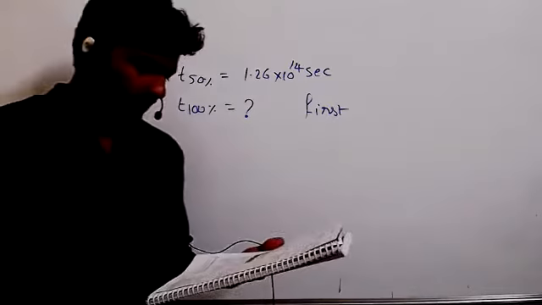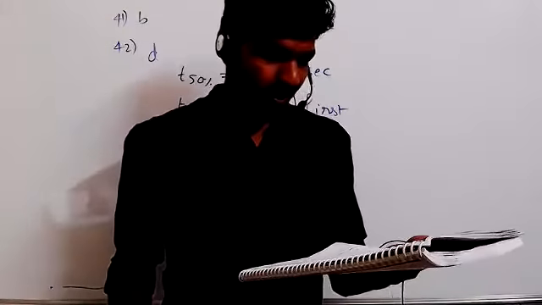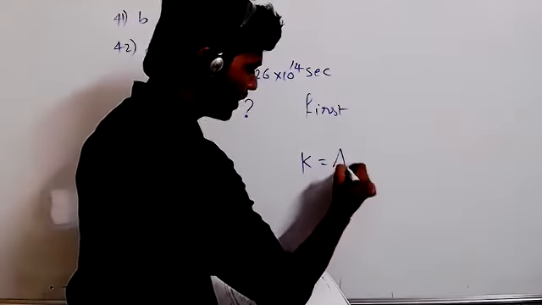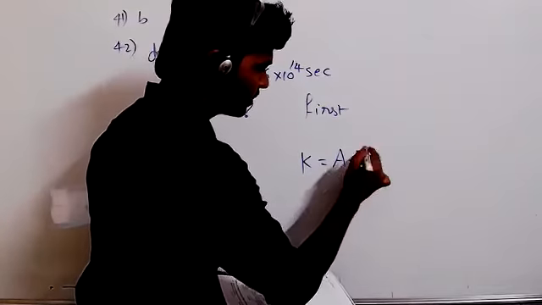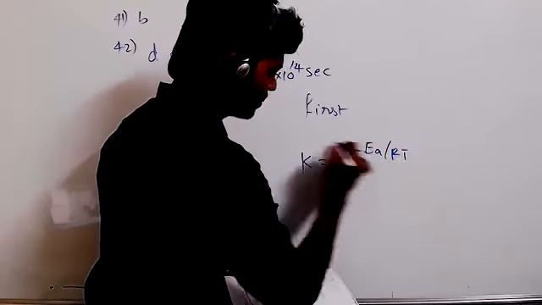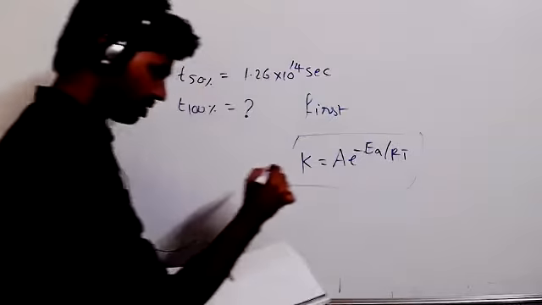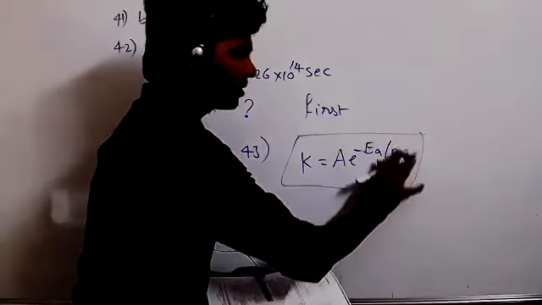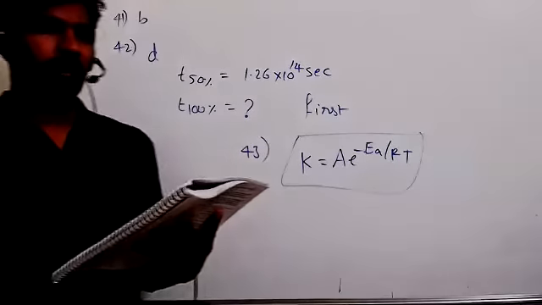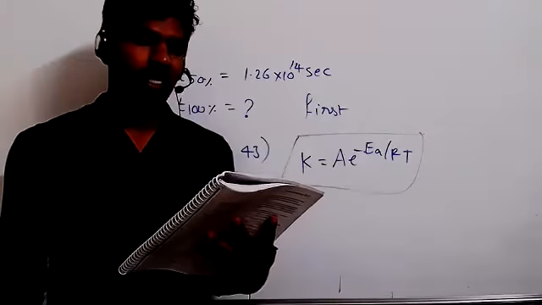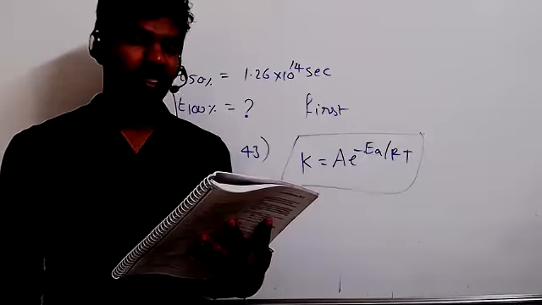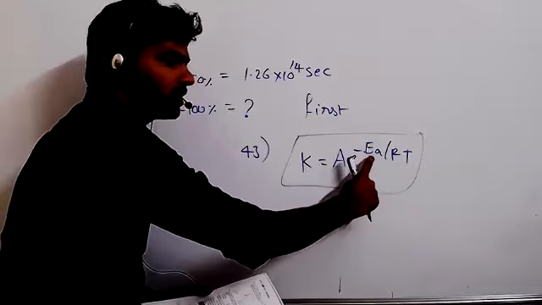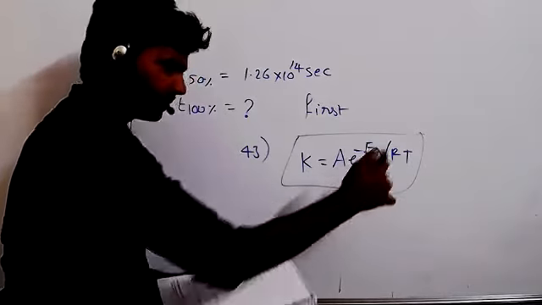Next, 43. Consider the Arrhenius equation given below and mark the correct option. Arrhenius equation is K is equal to A into e power minus Ea by RT. Choose the correct option. Option A is rate constant increases exponentially with increasing activation energy and decreasing temperature. No, actually rate constant increases with increase of temperature and decrease of activation energy. So that is the correct one.